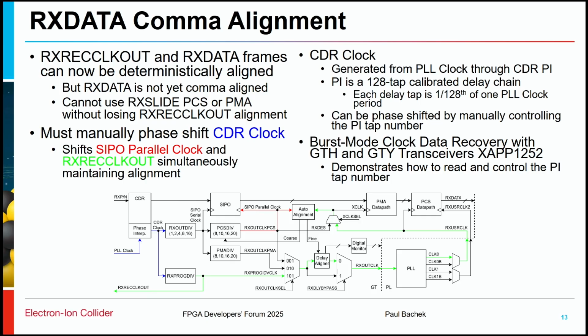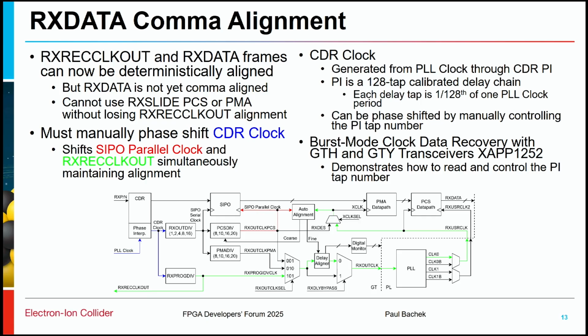yet. So in order to do that, we can't shift the deserializer clock, because it has to be in line with the recovered clock out in order for the valid clock domain crossing. But what we can do is manually shift the clock that generates both of them that comes out of the CDR. And that can be done by manually controlling the phase interpolator. And this is demonstrated in this app note from Xilinx, which is meant to enable the transceiver to lock to pulsed optical networks, but the same principle applies.